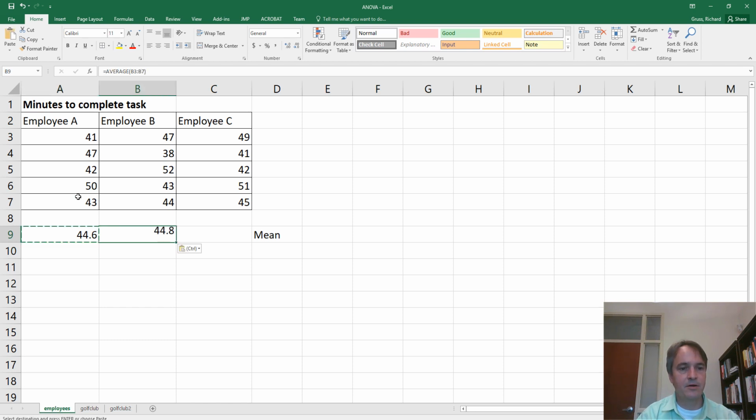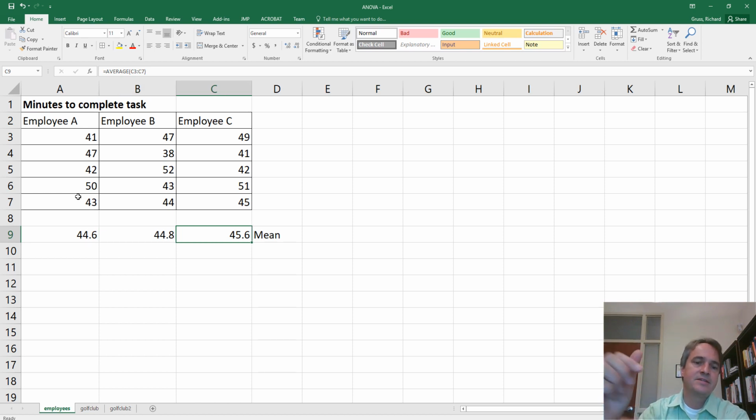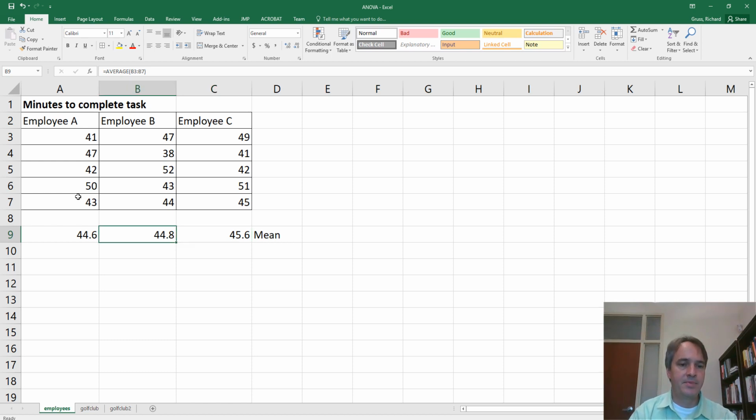Okay, and we'll just copy that over. Okay, so let's see how much this has gotten us. So we see that employee A is 44.6, B is 44.8, and employee C is 45.6. So now we can say, okay, well, all right. It appears that the fastest is employee A, followed by employee B and employee C.